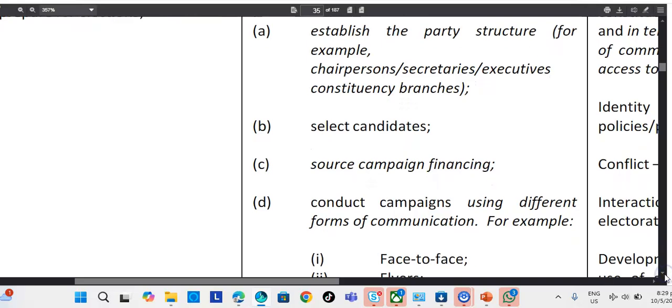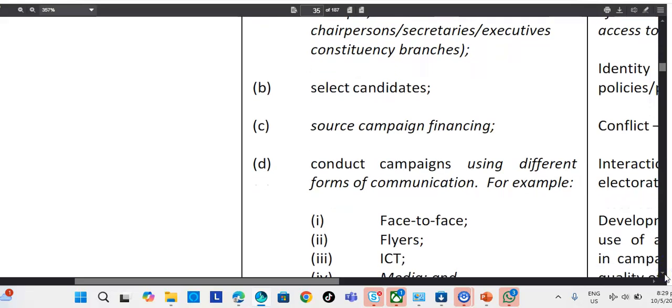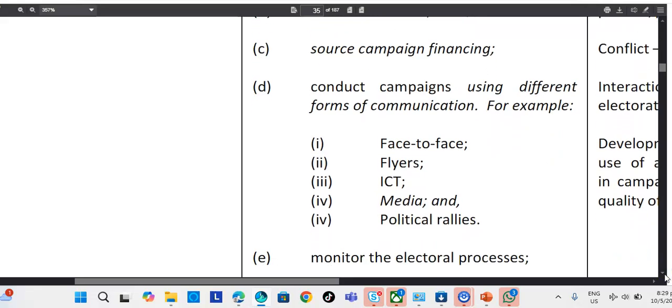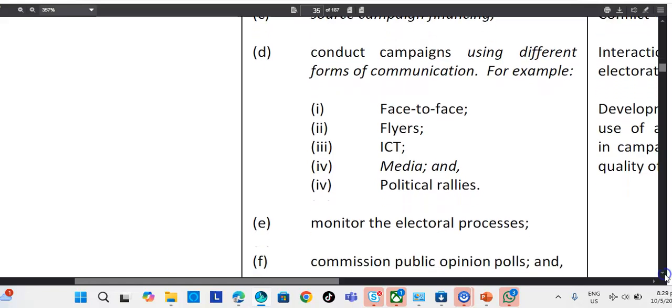Political parties have to conduct campaigns using different forms of communication. So we did speak about the candidates going house to house, visiting different shops in the communities to socialize with residents. They have to put out flyers, they have to use the mass media to advertise, they have to use social media, they have to have political rallies where all the supporters of the party from all over the country gather at one place to talk about the election.